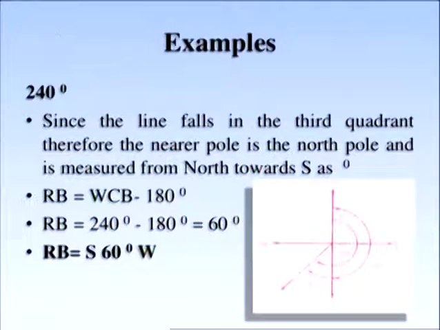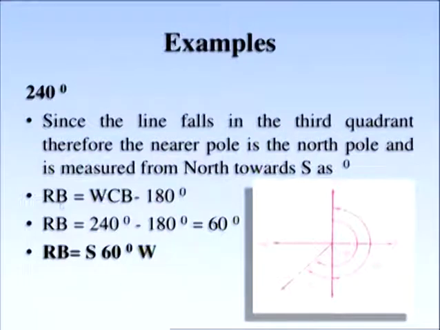Now the second part, 240 degrees. First of all, draw the figure. This is north, south, east and west. If we put the 240 degrees, that line will be over here. This is the line. Now if you look at this, it is very near to the south.